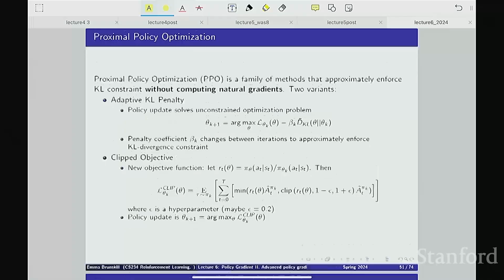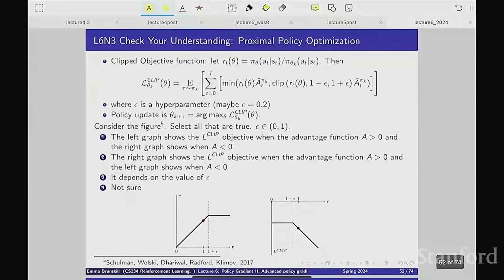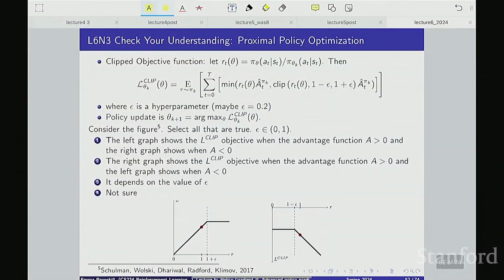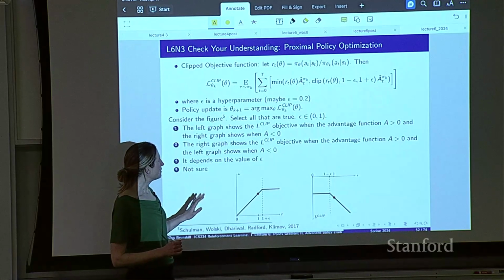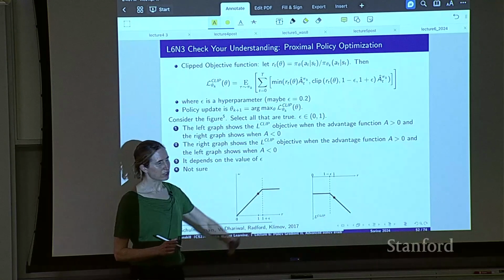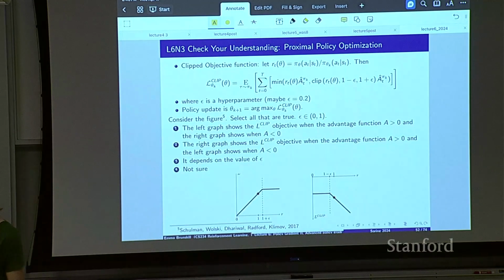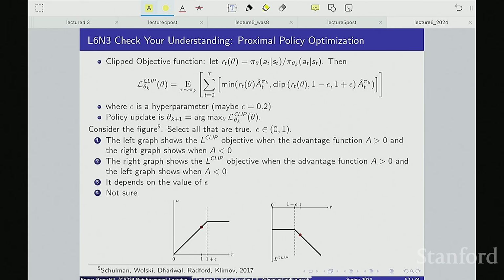All right, so let's see how this works. Let's think about what it's doing. So we'll do a quick check your understanding. This shows you what L-clip does. This is L-clip as well. And what I'd like you to think about is, what does this look like depending on the advantage function? So let me just write it down. L-clip. Okay, so this is R. So on the x-axis is R, and on the y-axis is L-clip.